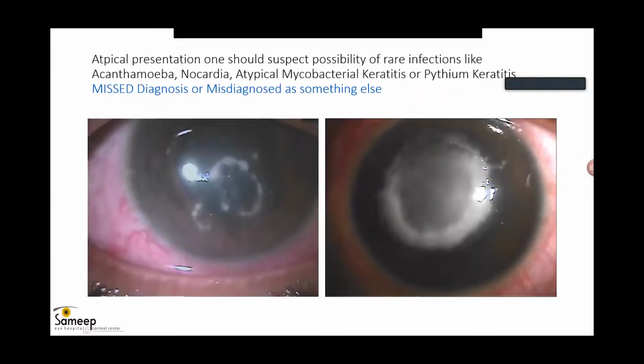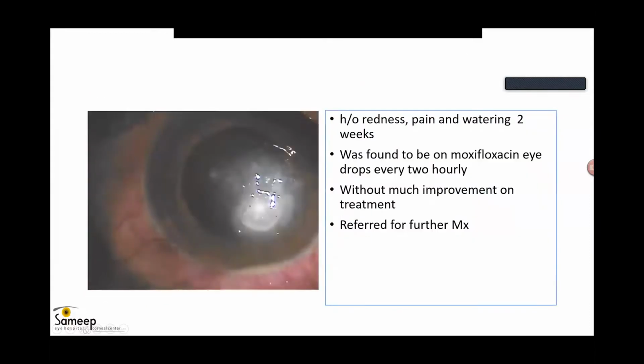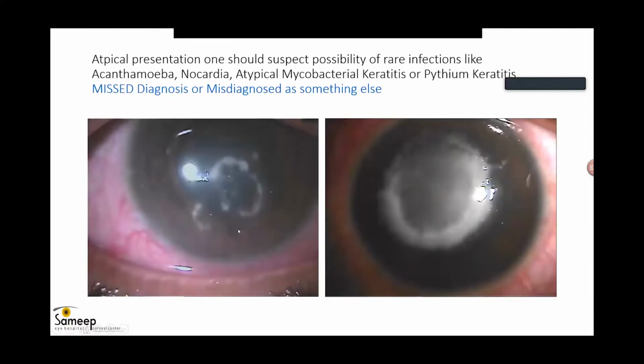Sometimes atypical presentations can be there. Like, you can see a beaded, wreath-like, complete or incomplete presentation, and that can lead to a diagnosis of possibly Nocardia. Or sometimes you may come across atypical Mycobacterial keratitis or Pythium keratitis. This picture shows a partially responding Acanthamoeba keratitis with the classical Acanthamoeba ring. Unfortunately, I could not put the other classical clinical pictures here because of the paucity of time given to me earlier.